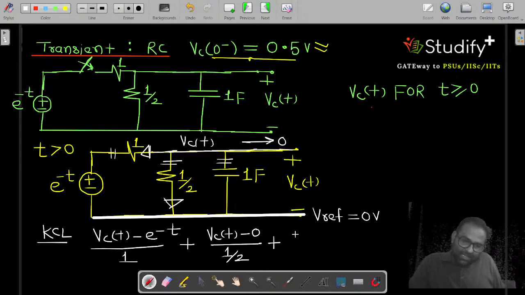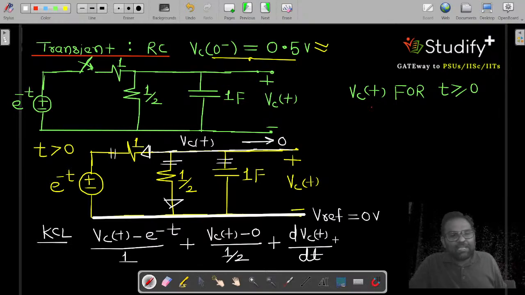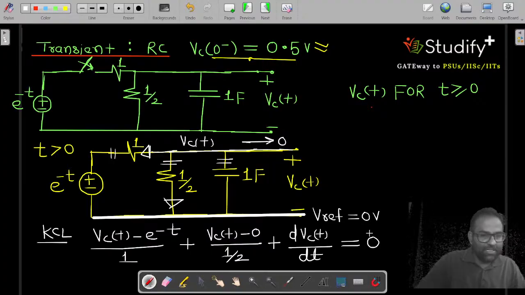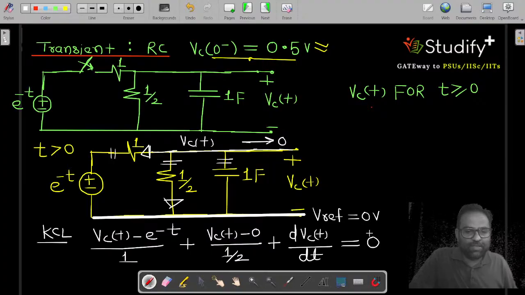C dV by dt. So d VCT divided by dt, multiplied by C, and C is 1. So the sum of these currents is equivalent to 0. This is the formation of the differential equation, and we need to solve this differential equation. Correct? How will we solve it?